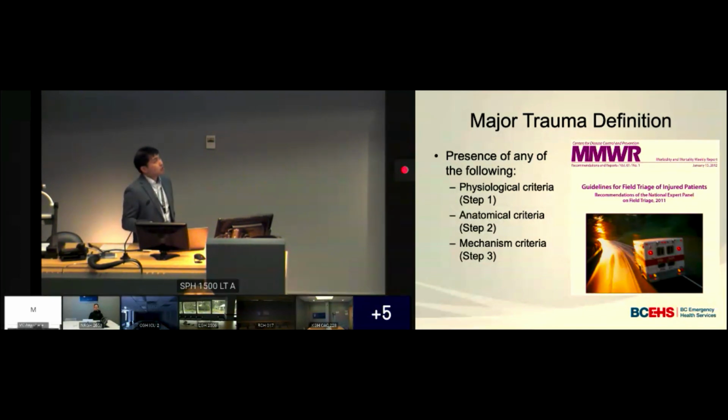So the term major trauma implies that patients are seriously injured, so they require critical attention. And again, we want to transport them to lead trauma hospitals. The criteria are based off of the guidelines for field triage of injured patients that were published by the US CDC in 2011, and they're actually used worldwide. We define major trauma as a patient who meets either physiological, step 1, or anatomical, step 2, criteria, or has a major mechanism that puts them at high risk for serious injury, which is step 3.